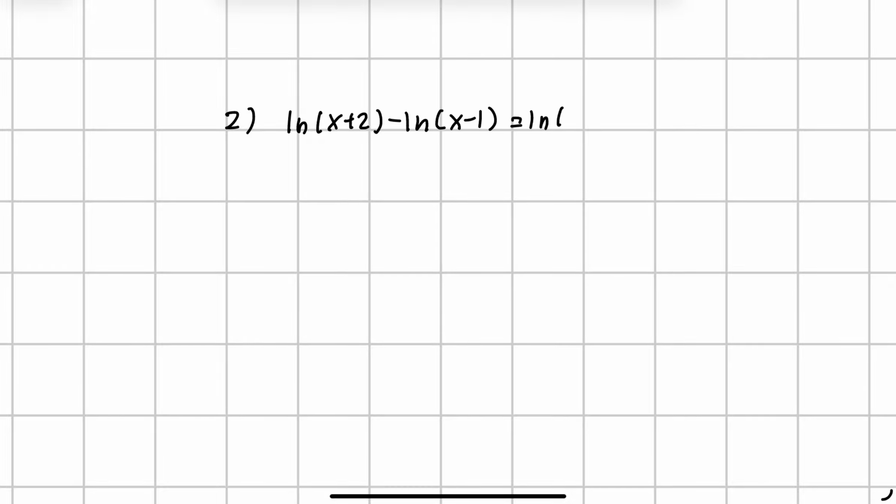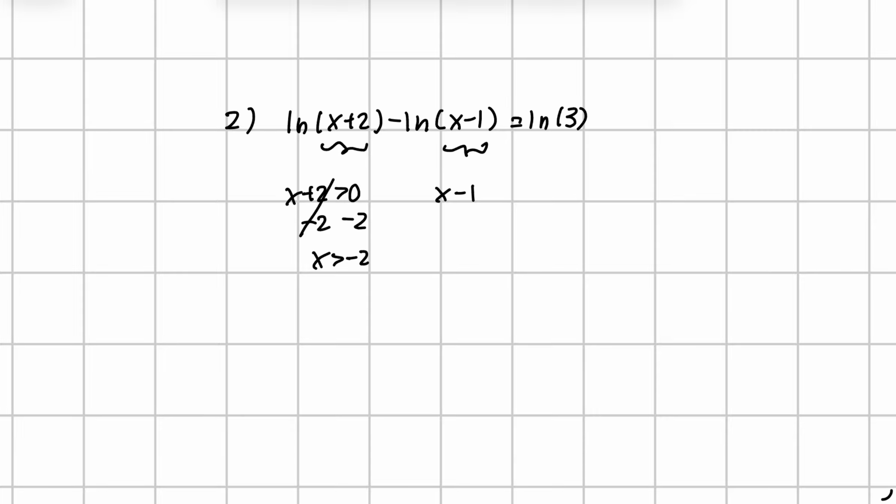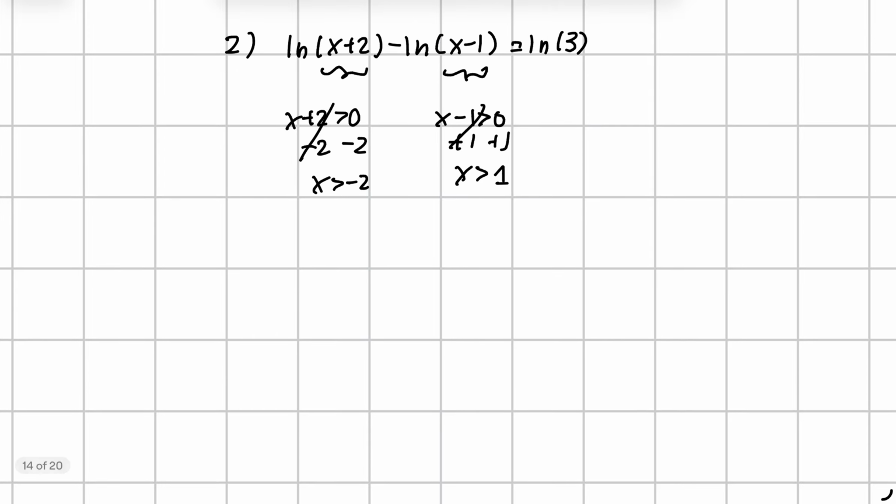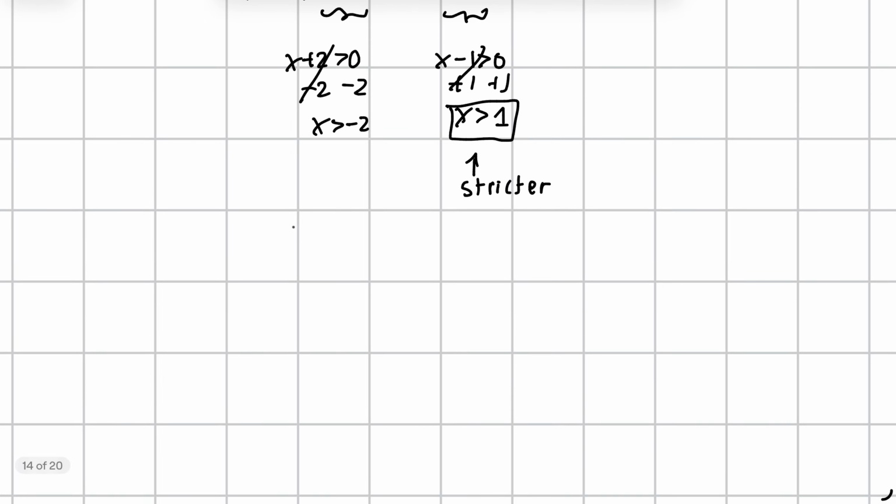Now, for a second example, let's say we have natural log of x plus 2 minus the natural log of x minus 1 is equal to the natural log of 3. So we're going to check our domain first. X plus 2 has to be positive, so subtracting 2, x must always be greater than -2. Here, x minus 1 always must be greater than 0. So adding 1 to both sides, x always has to be greater than 1. So x is greater than 1 is going to be the stricter domain restriction and the one that we are going to test against. We're going to use the quotient rule.